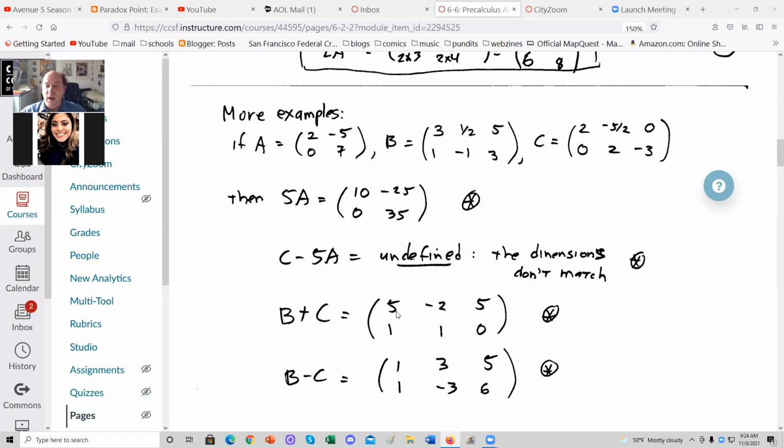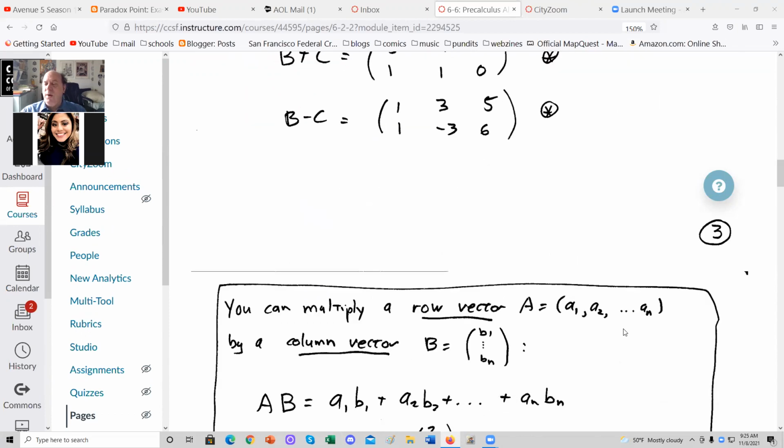3 plus 2 is 5. 1/2 plus -5/2 is -2. 5 plus 0 is 5. 1 plus 0 is 1. -1 plus 2 is 1. 3 plus -3 is 0. That's the sum. B minus C, you subtract entries. 3 minus 2 is 1. 1/2 minus -5/2, after a bit of arithmetic, that's 3. 5 minus 0 is 5. 1 minus 0 is 1. -1 minus 2 is -3. And 3 minus -3 is 6.